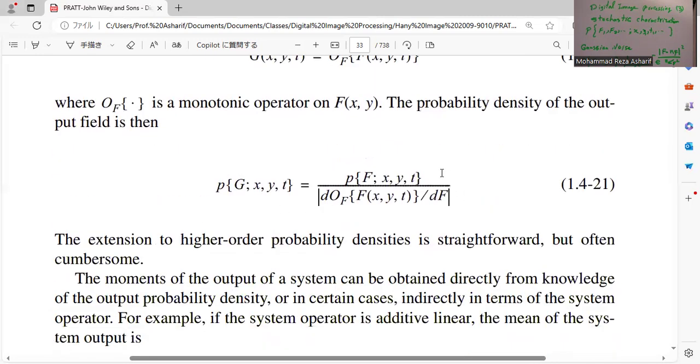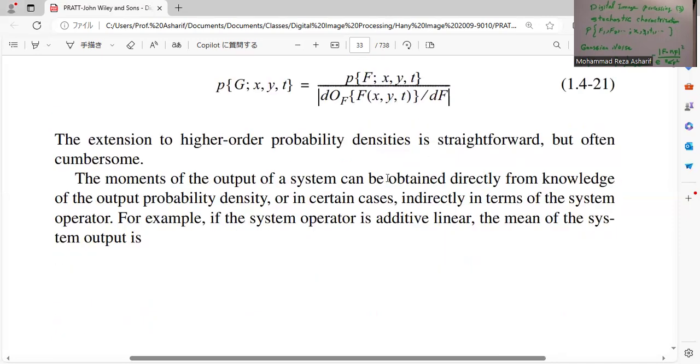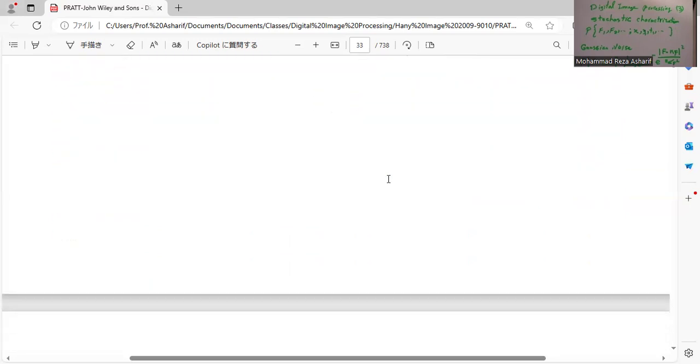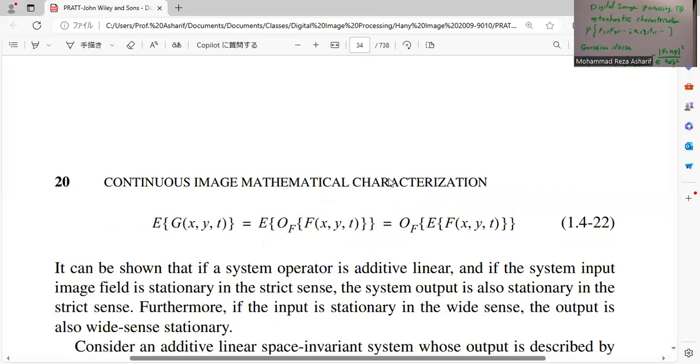This is a very important relation in stochastic and probability theory. The probability of the output is the probability of the input f divided by the derivative of the operator O with respect to f, dO/df. And the other moments are written here, for instance, the expected value. I want to reduce it as fast as possible.